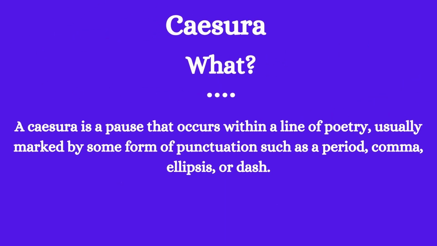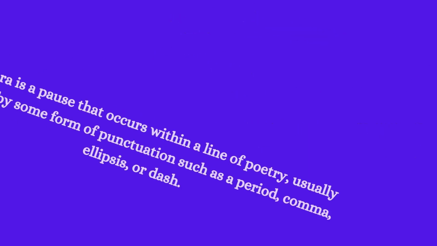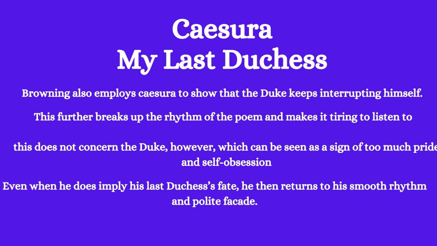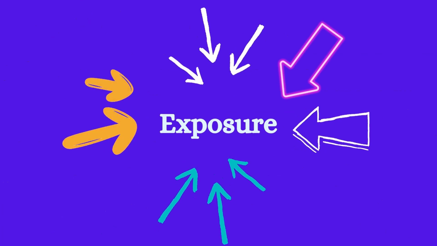Caesura. A caesura is a pause that occurs within a line of poetry, usually marked by some form of punctuation such as a period, comma, ellipsis, or dash. Browning uses the device to show the Duke interrupting himself. The overuse of punctuation breaks up the line and makes the Duke tiring to listen to. This does not seem to bother the Duke, another example of his own self-obsession. When he does imply his last Duchess's fate, he then returns to his smooth rhythm and polite facade. The poem Exposure also uses caesura.